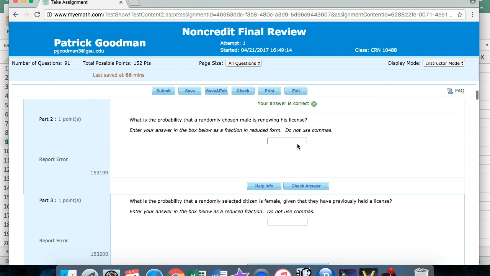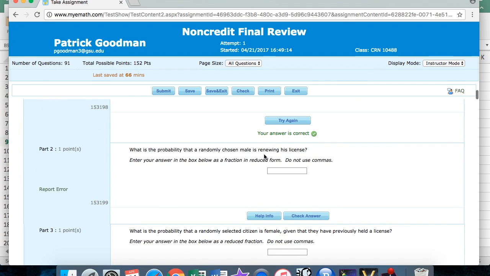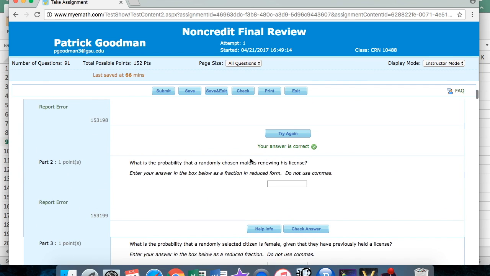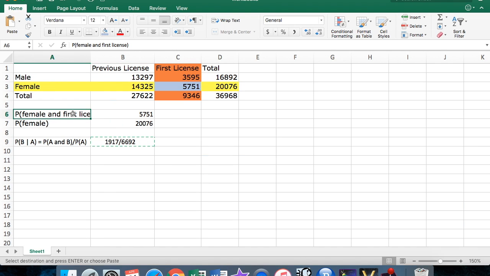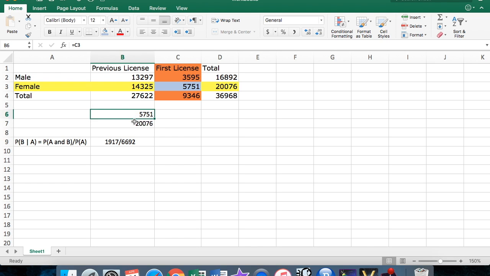All right, what is the probability? Oh, geez, I didn't realize there were 3 parts to this. What is the probability a randomly chosen male is renewing his license? Renewing license now. Okay, so now this changes, right? So I'm going to leave this here, because if I leave this and I just change these numbers, the probabilities will change along with it.